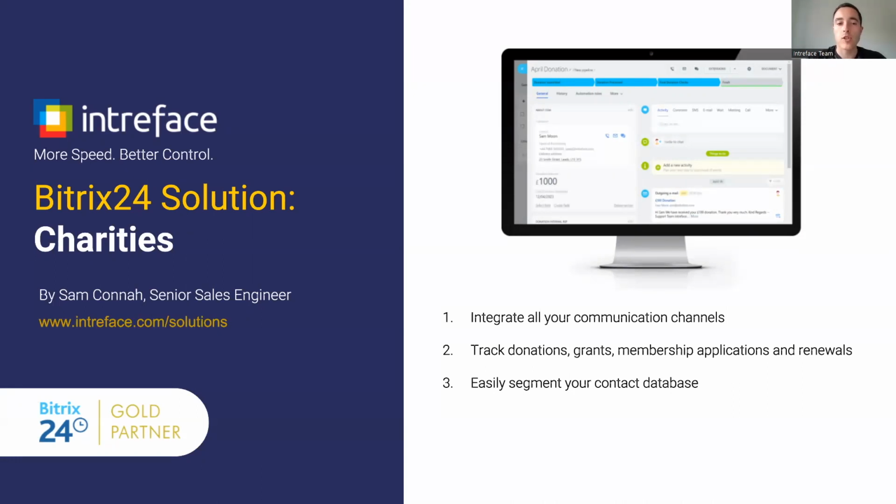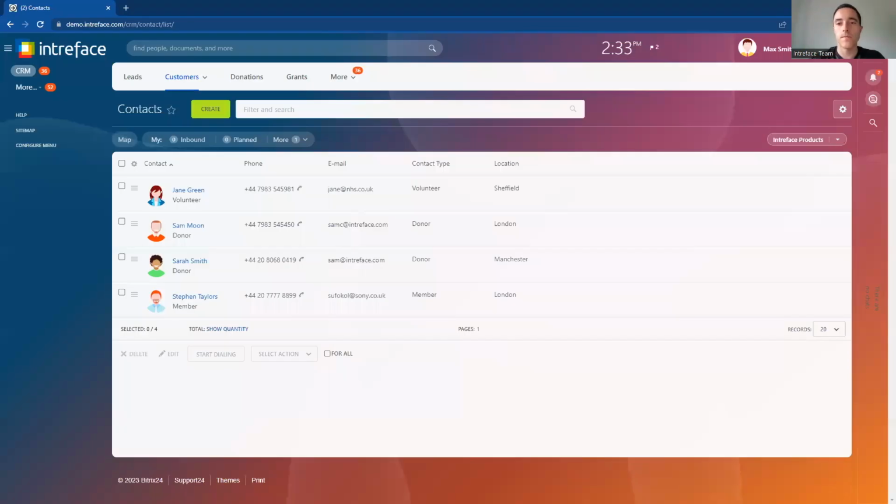We'll then be able to see how we can track different types of workflows for donations, grants, membership applications, and renewals. And we can use automations to streamline those types of processes to save your staff time and also speed up the processes for you in the system. And then we'll see how we can easily segment your contact database to create very targeted marketing campaigns and improve outreach. Okay, so let's go into our charity solution.